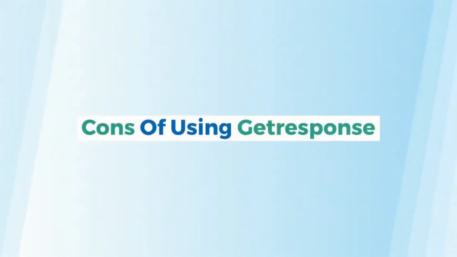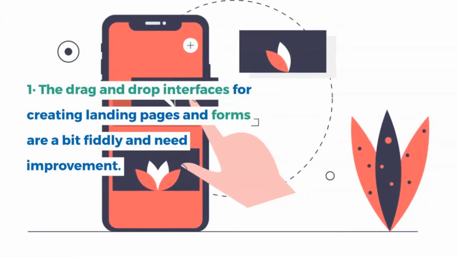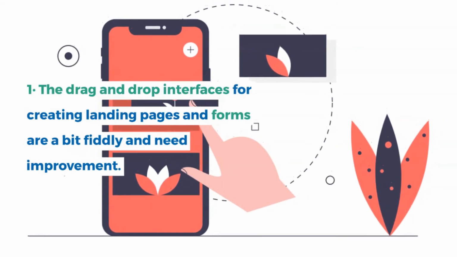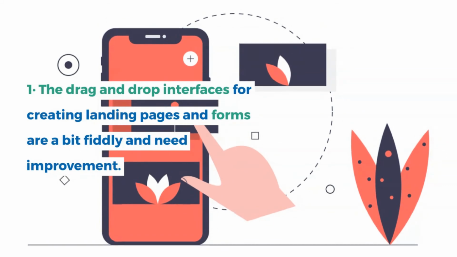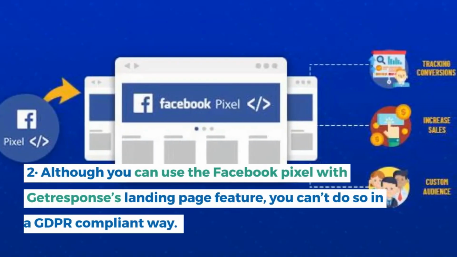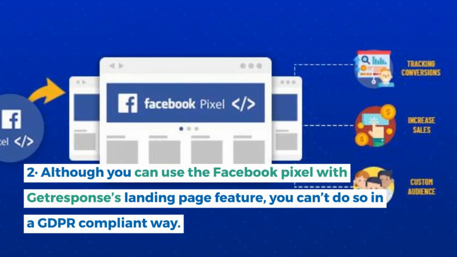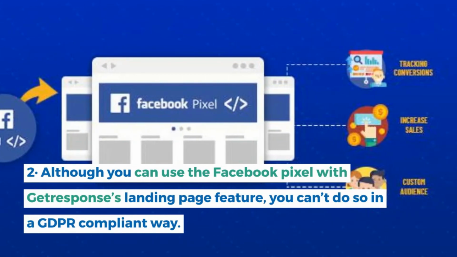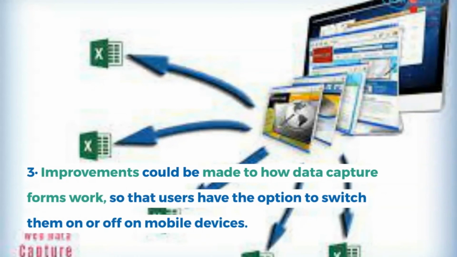Cons of using Getresponse. 1. The drag and drop interface for creating landing pages and forms is a bit fiddly and needs improvement. 2. Although you can use the Facebook Pixel with the Getresponse landing page feature, you can't do so in a GDPR compliant way. 3. Improvements could be made to how data capture forms work so that users have the option to switch them on and off on mobile devices.